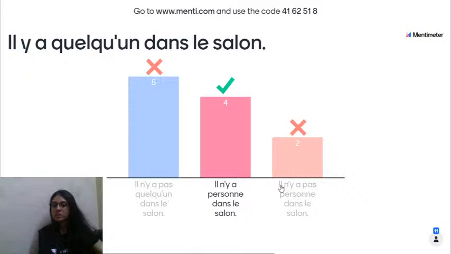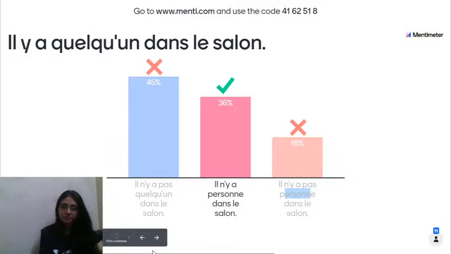And over here the third option, il n'y a pas personne dans le salon. So here pas and personne, both the negative words are being used together. That is why this is incorrect. So there is only one negative word for quelqu'un, that is personne. So il n'y a personne dans le salon, right?